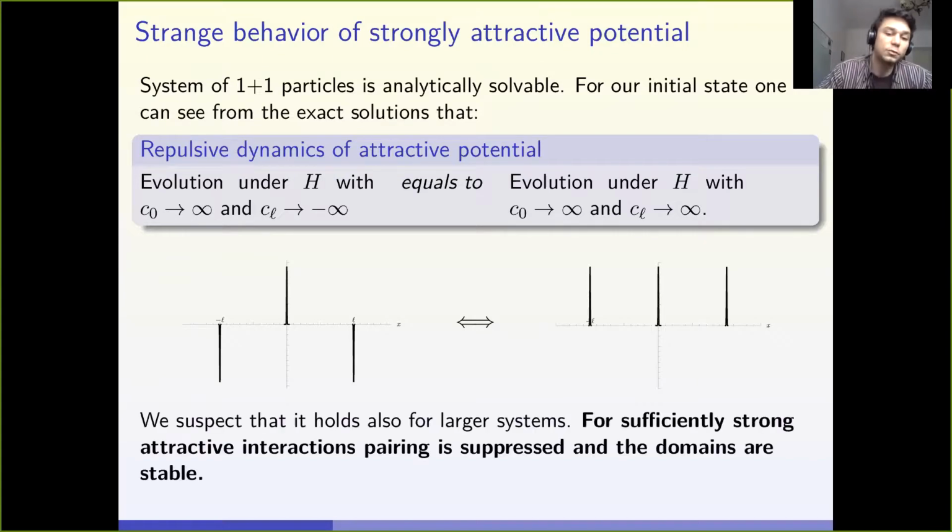Okay. So we suspect that it holds also for larger systems, and for sufficiently strong attractive interactions, the domains are stable, but also the pairing processes are suppressed. So we expect that for sufficiently strong attraction, we do not have pairing.